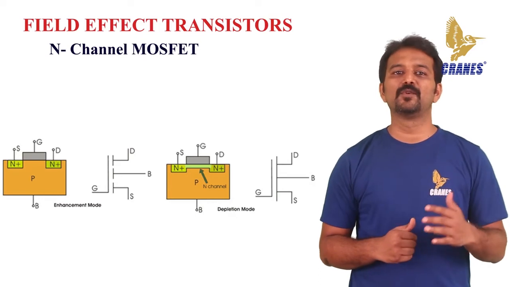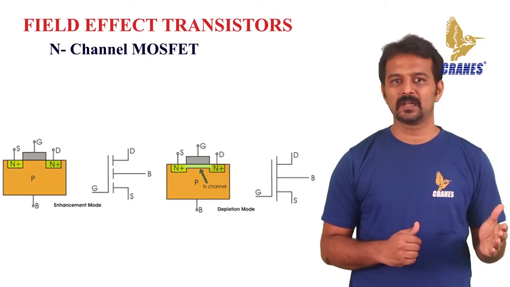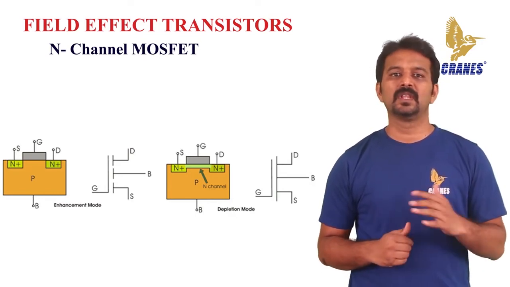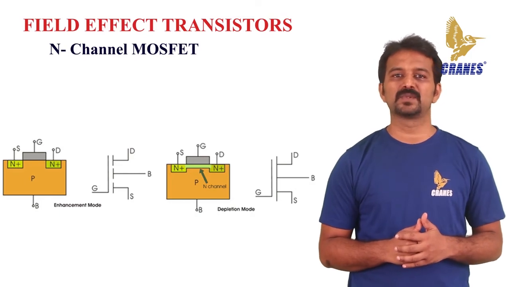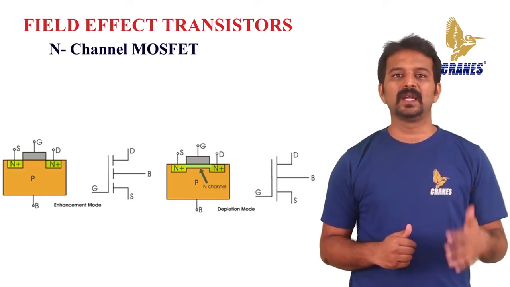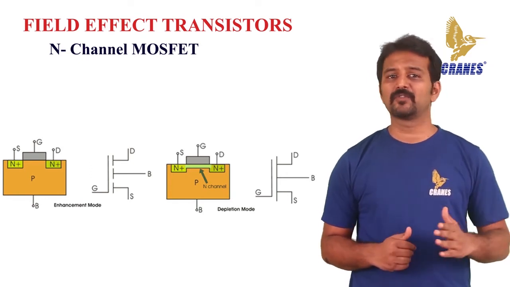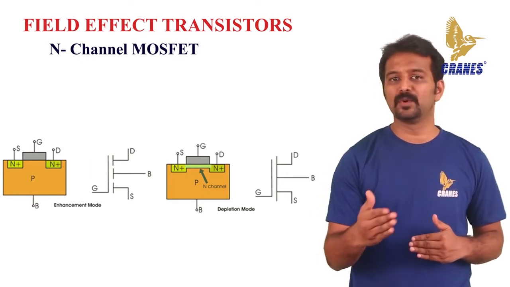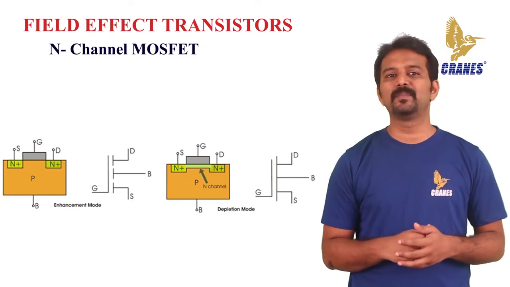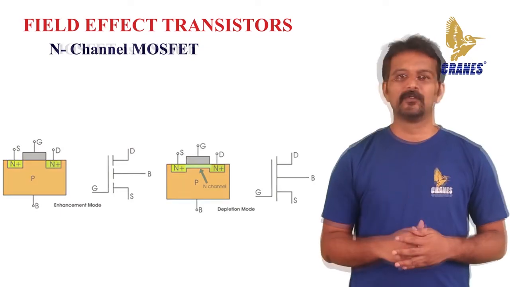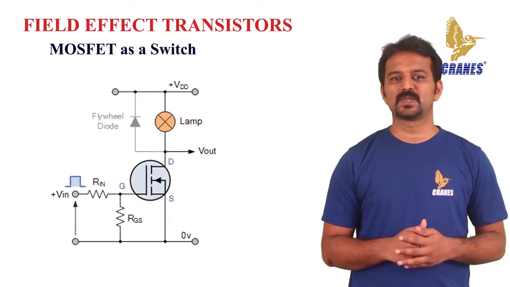Now, if a voltage is applied between the drain and the source, the current flows freely between the source and the drain, and the gate voltage controls the electrons in the channel. Instead of the positive voltage, if we apply a negative voltage, a hole channel will be formed under the oxide layer. For an example, using the MOSFET as a switch.